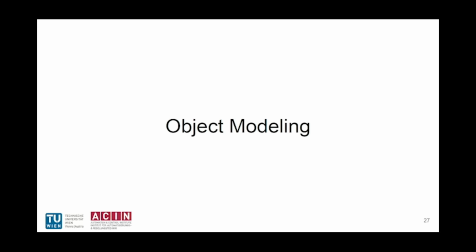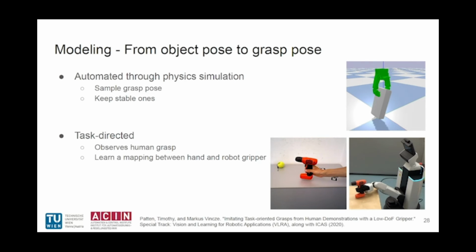Just to conclude, I wanted to say a couple of words about object modeling, because throughout this presentation it was assumed to just exist, but of course you have to obtain it. I think the first thing to mention is that up until now I've only described how to obtain the pose of the object in the scene. However, the end goal is how to grasp that object in the scene.